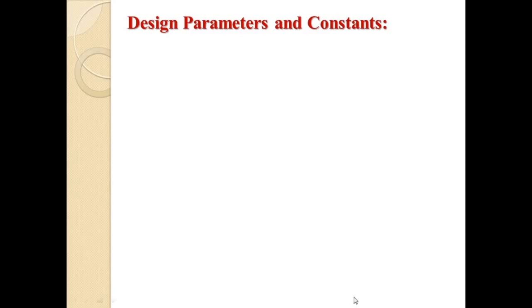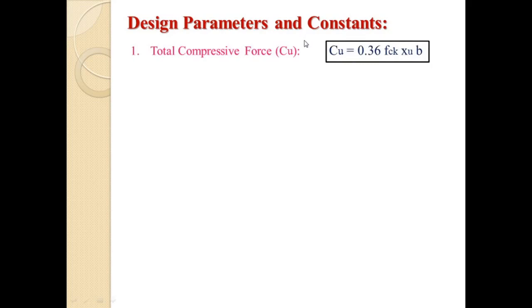In the last lecture, we discussed the various assumptions made in the limit state of collapse in flexure, and then we discussed the stress-strain block diagram for a singly reinforced section. Now, in this lecture, we are going to discuss the design parameters and constants. So let us see first.